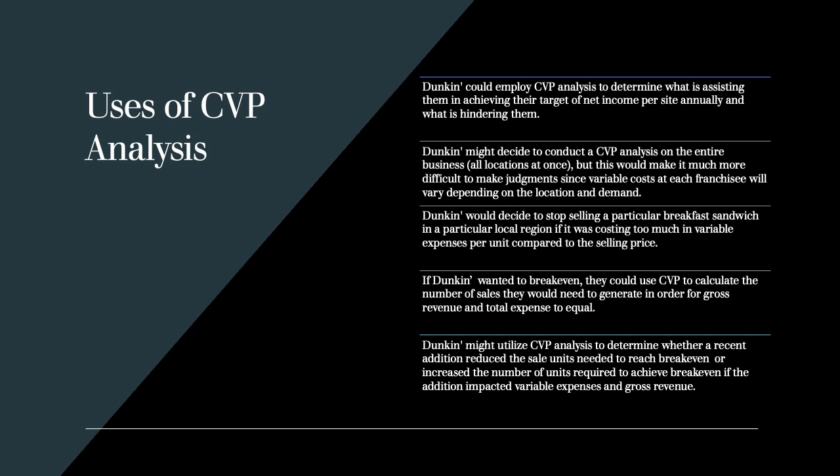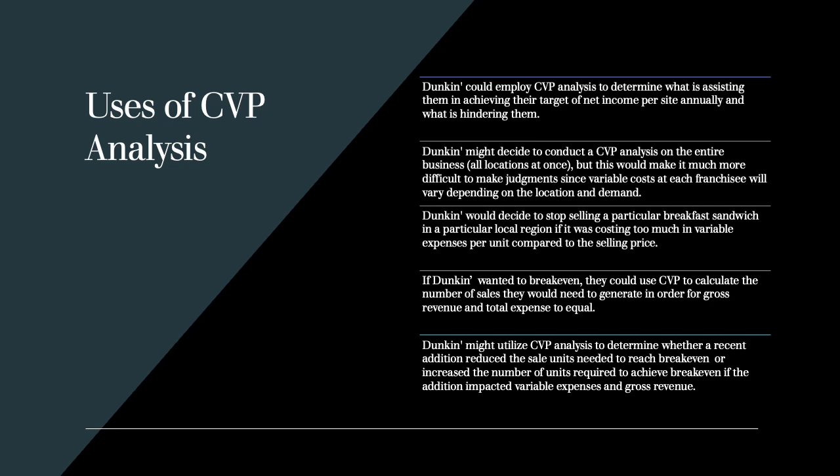Dunkin' might decide to conduct a CVP analysis on the entire business, which would be all locations at once, but it wouldn't make much sense. As they are a franchisee and each location has different demand, all the contribution margins will be different, even if fixed expenses stay the same, making the numbers not as reliable or accurate. If Dunkin' measures CVP analysis per franchisee, they have a more accurate representation of what these numbers would do to each franchisee.